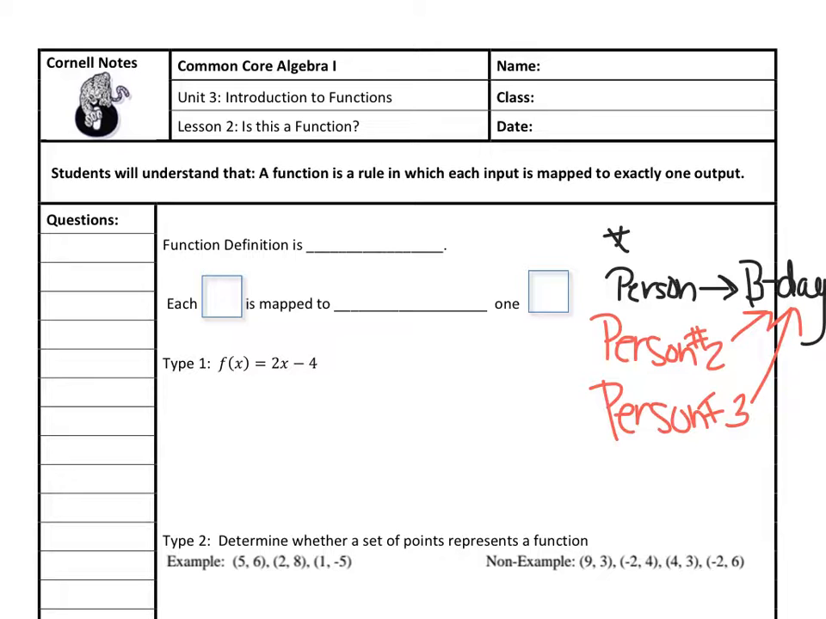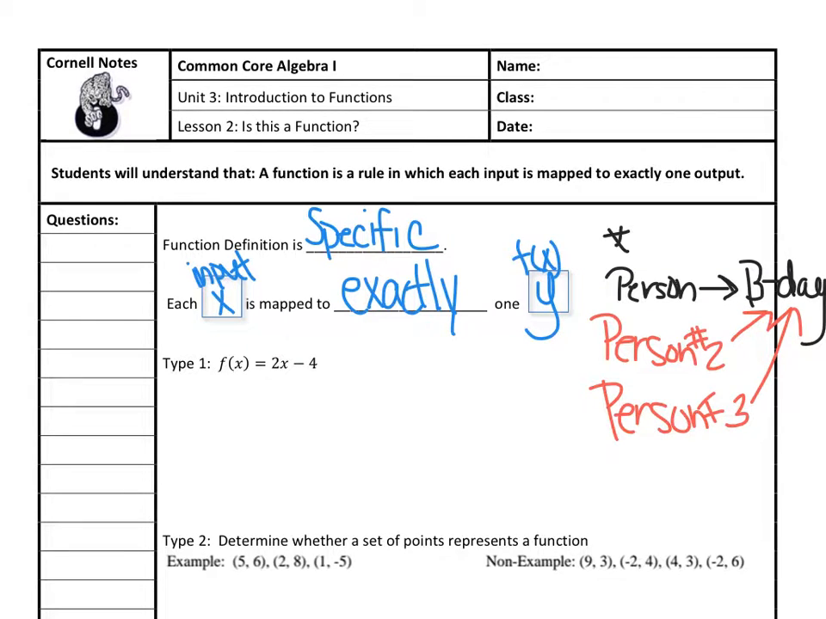So let's actually fill in these blanks. The function definition is super specific and super picky. Each x, and we typically call them x's, but I want you to put the word input, is mapped to exactly one output, not more than one. So we're going to put exactly one y. I want you to write above that f of x or output. Each x gets exactly one y.